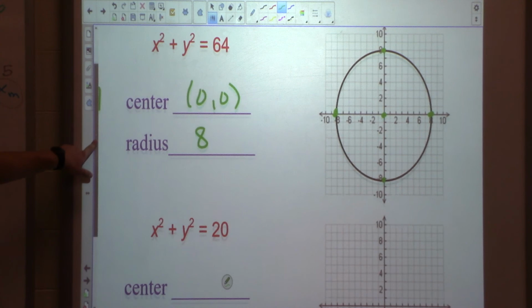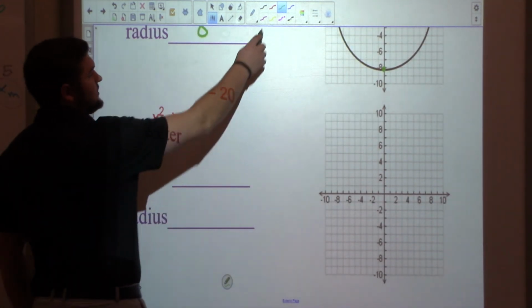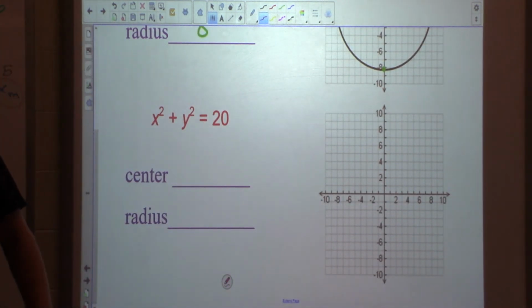Okay, last one. X squared plus y squared equals 20. How are you going to do the 2 and 5? Oh, we'll talk about it. Just relax. I know you're excited.